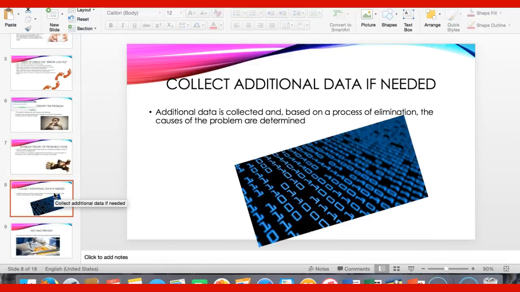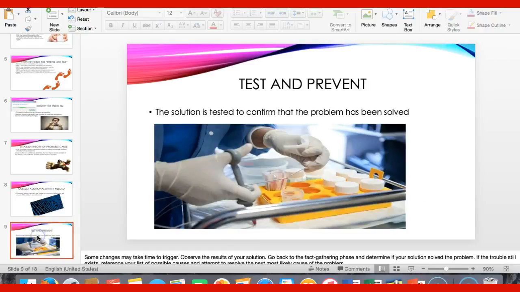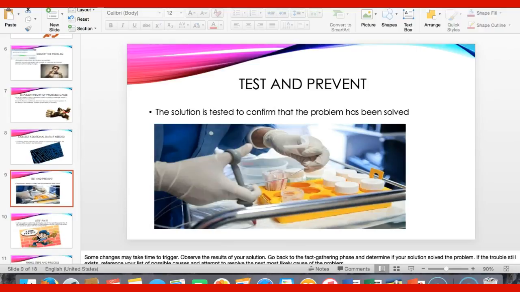Collect additional data if needed. Additional data is collected based on the process of elimination. The causes of the problem are determined. Test and prevent. So the solution is tested to confirm the problem is solved.